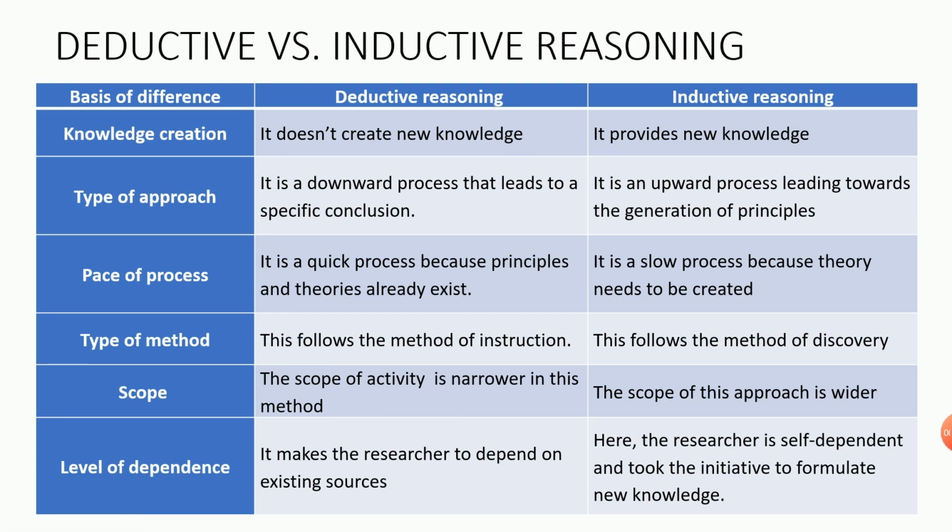We cannot, since we are trying to reach a particular goal or point, we would be narrowed down and focusing on that particular point. But here it is not such, because we are assuming, so that we can assume anything and we can generalize anything. Next, level of dependence.